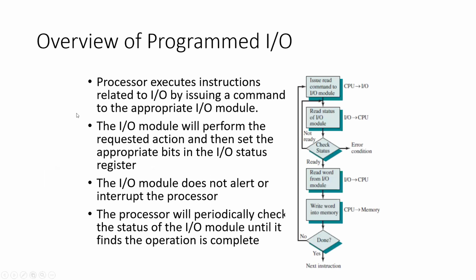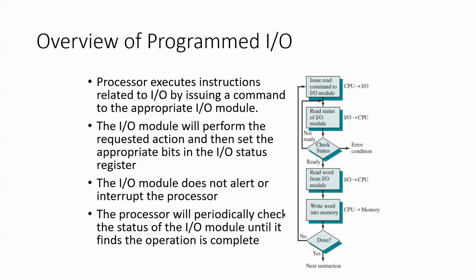So the processor executes instructions related to I/O by issuing a command to the appropriate I/O module. It then waits until the I/O module performs a requested action and then sets the appropriate bits in the I/O status register. The I/O module doesn't alert or interrupt the processor, and the processor will periodically check the status of the I/O module until it finds that it's complete.